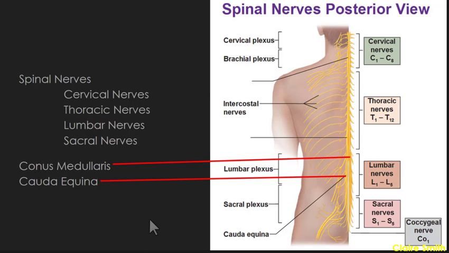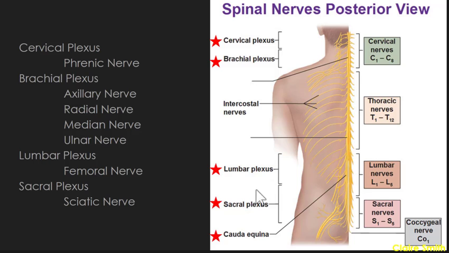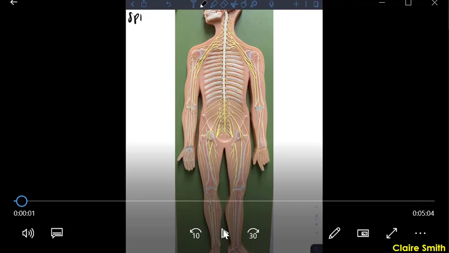The other stuff, again, I'm going to draw and talk about. So we'll talk about this in a minute. And then each individual nerve here that's labeled, you're going to have to know. You also have to know which plexus it arises from. So again, we'll talk about that in a second.